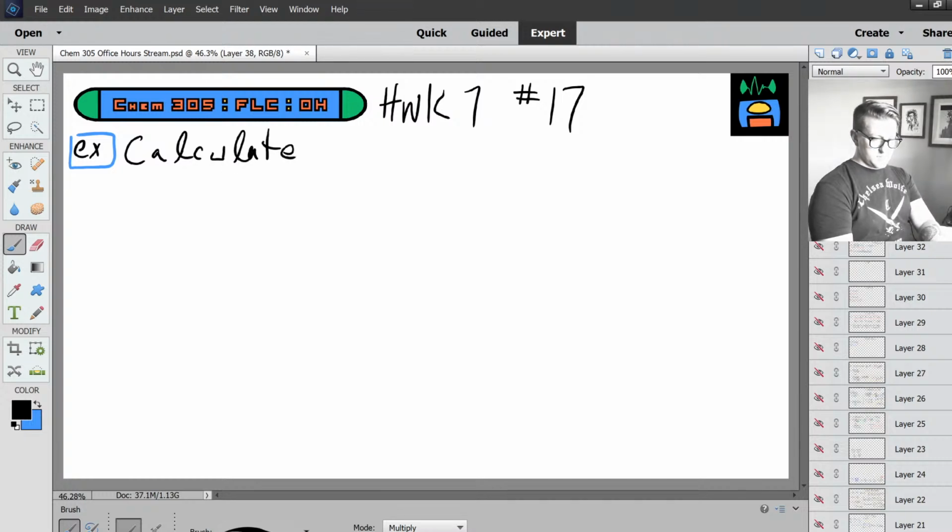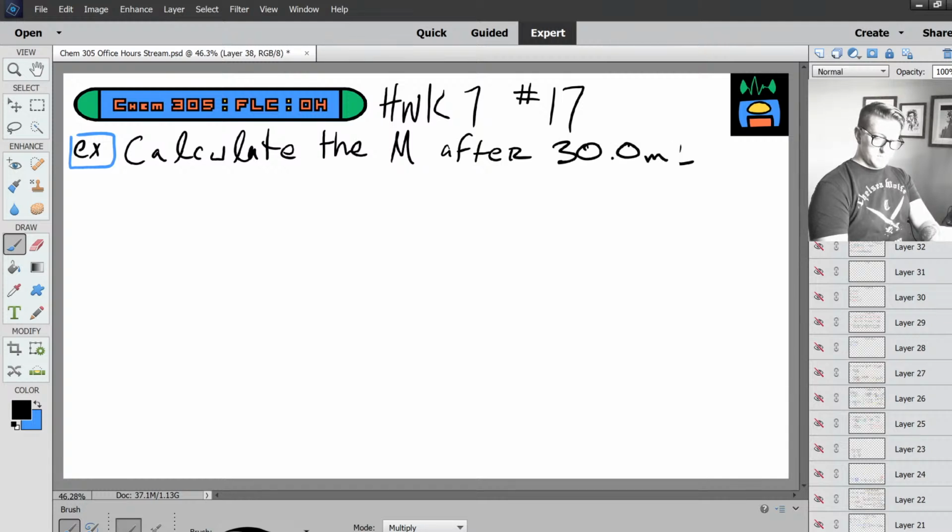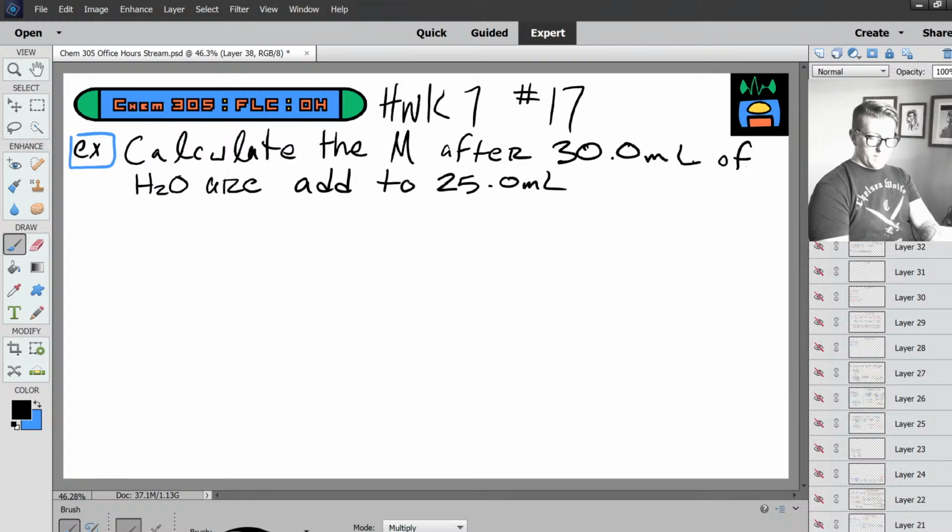Calculate the molarity of a solution, or I should say calculate the molarity after 30.0 milliliters of water are added to 25 milliliters of 0.212 molar HCl.